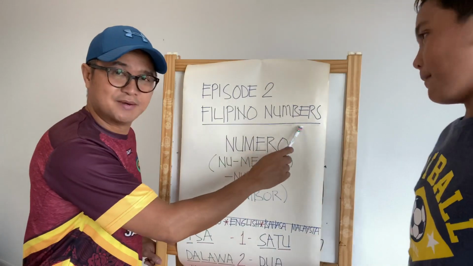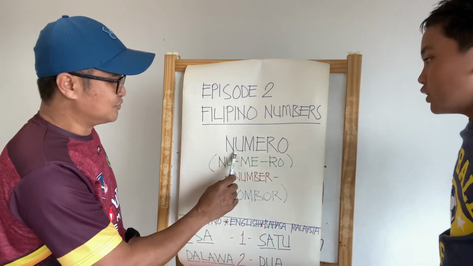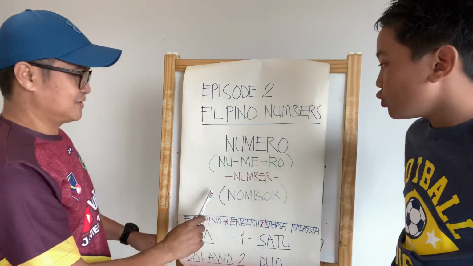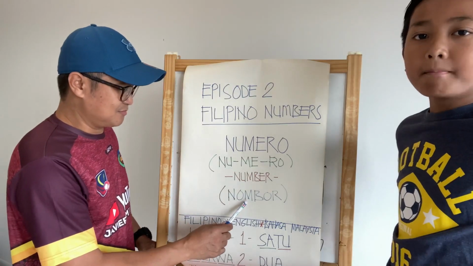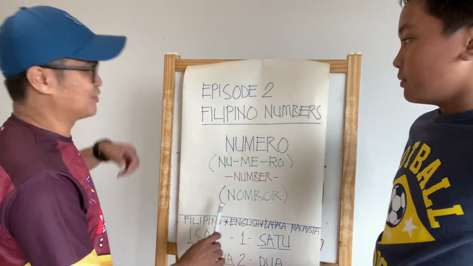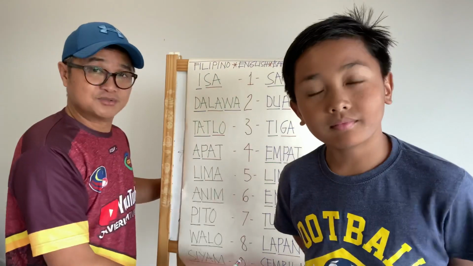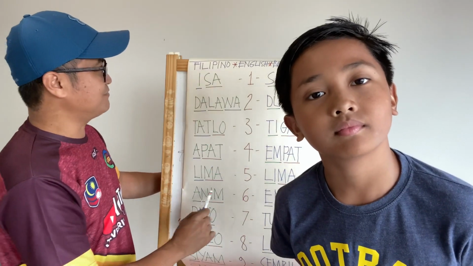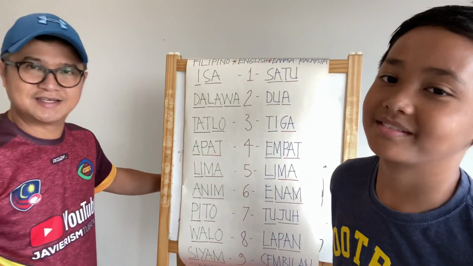Filipino numbers. In Filipino, we call it numero. It's a number. Yes. In Bahasa Malaysia, we call it nombor. Okay, here we go. In the middle are the numerals in English, and then we have Filipino on the left and Bahasa Malaysia on the right.